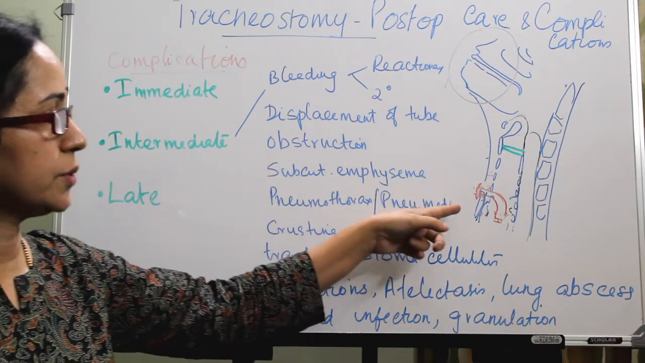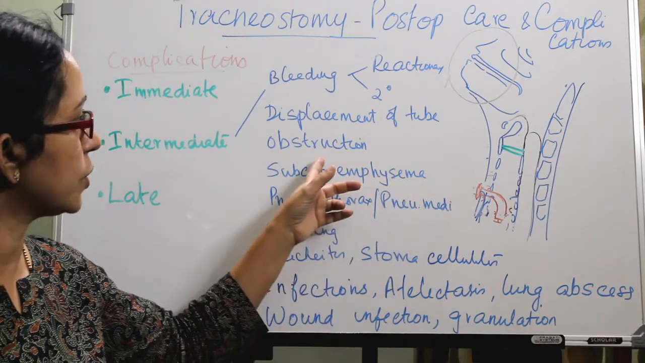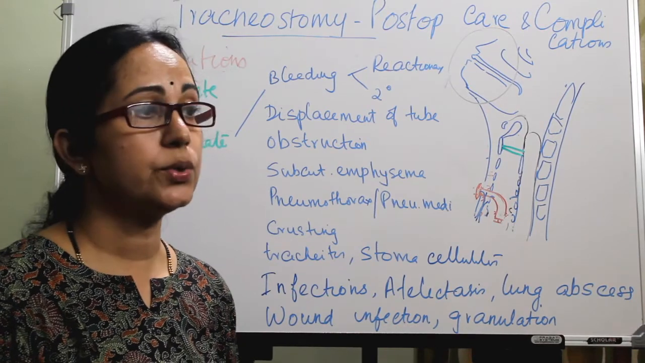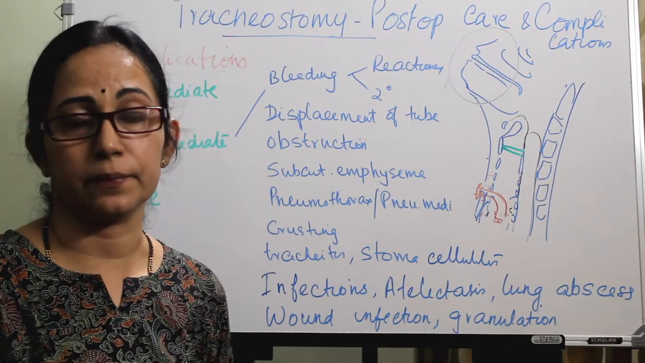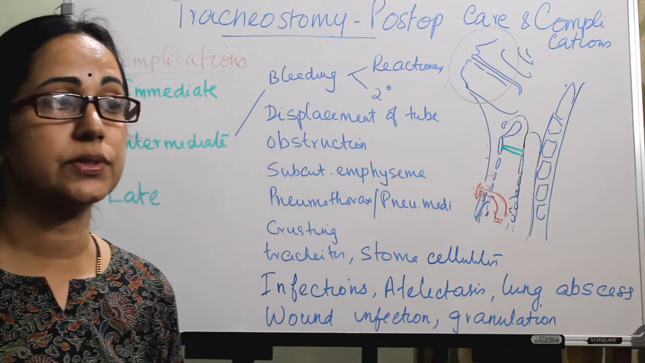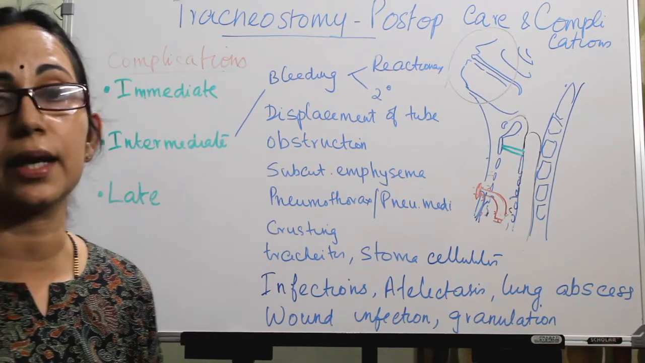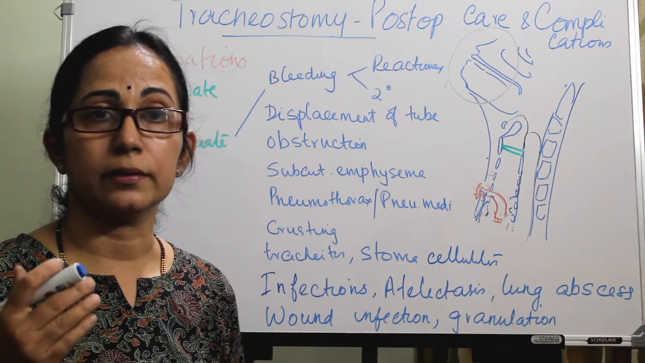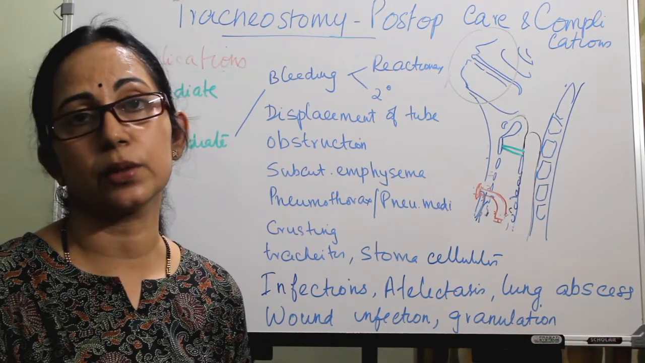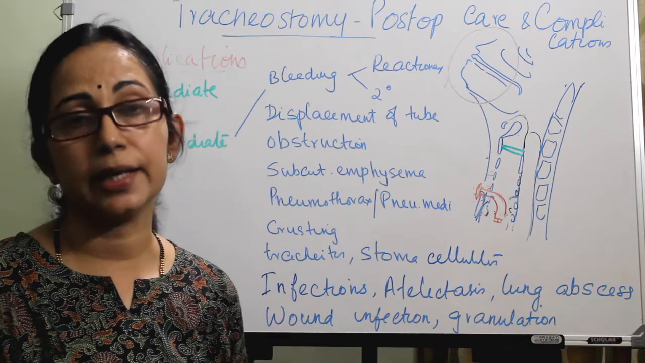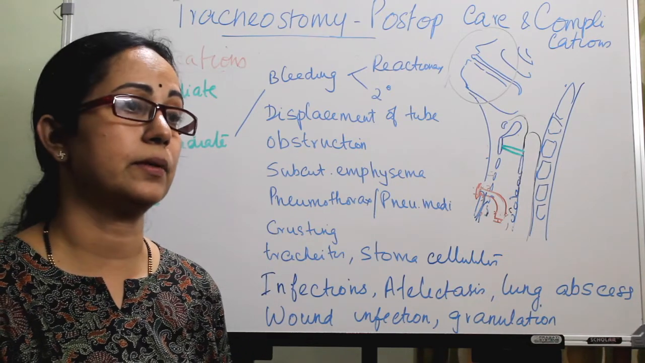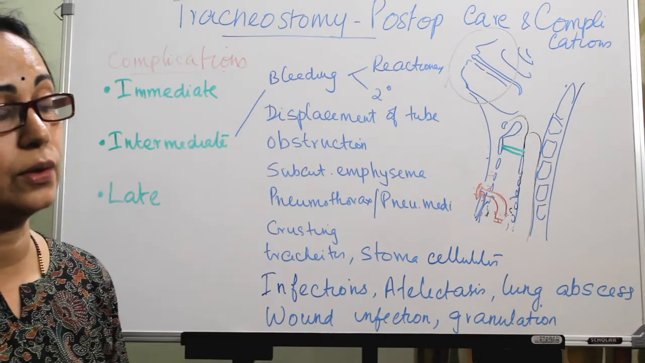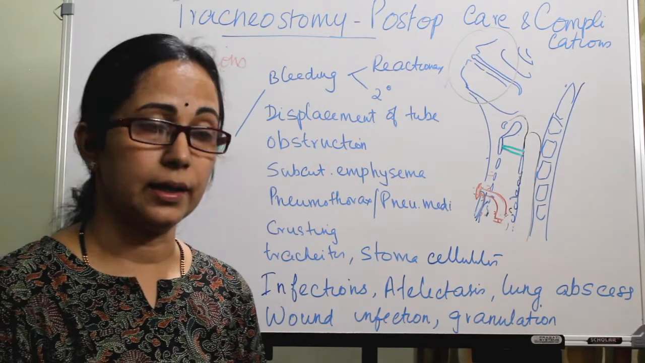Then displacement of the tube. This tube can get displaced or there can be tube obstruction. I already told there are signs of tube obstruction. Features of early tube obstruction are tachycardia, tachypnea, fall in SpO2 and reduced breath sounds. And the late signs of airway obstruction are cyanosis and bradycardia. You should not wait for the late stages.